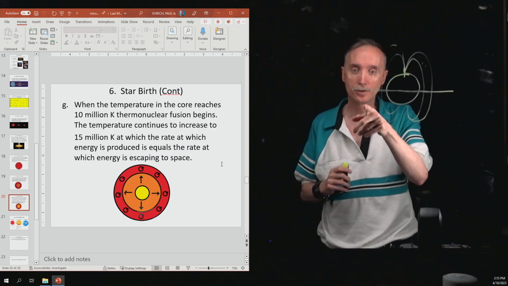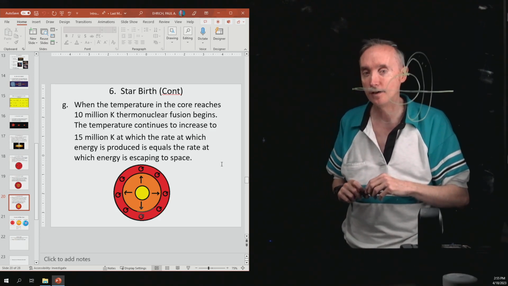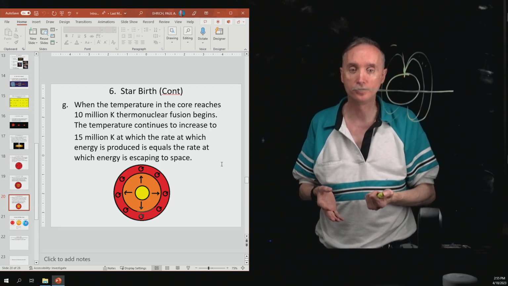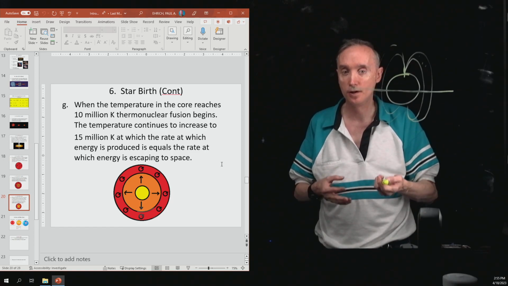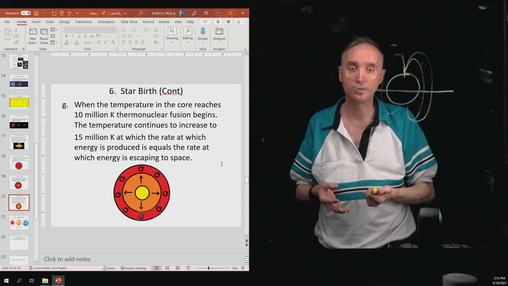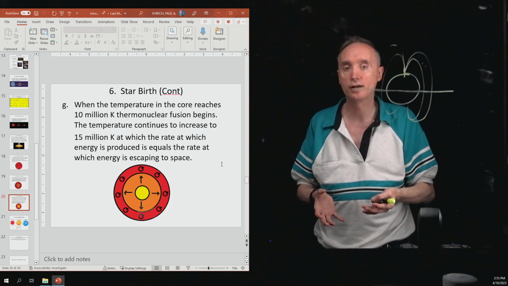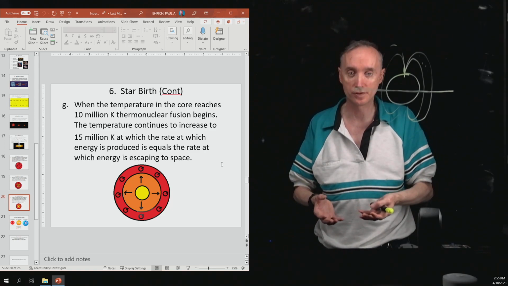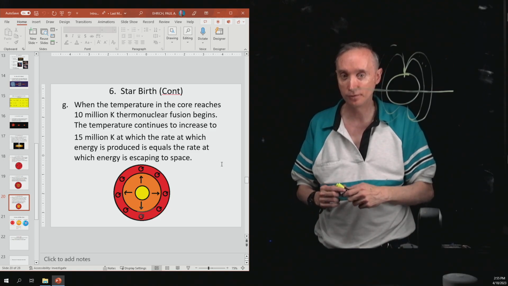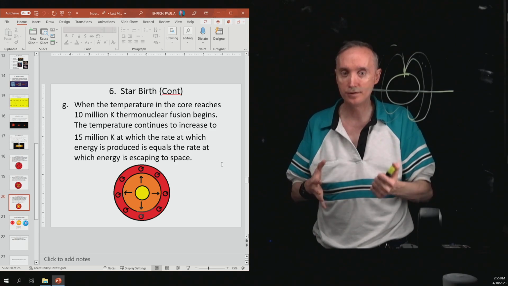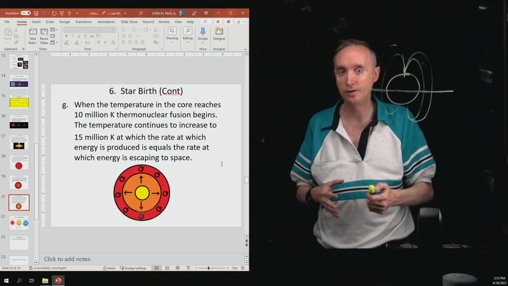All right, now take a look at that picture. So you have a core at around 15 million Kelvin, which is currently fusing hydrogen into helium. Then surrounding that is a radiative zone, and then surrounding that is a convective zone. Does that sound familiar? That's our sun. So we have just manufactured all the different layers inside of our sun.